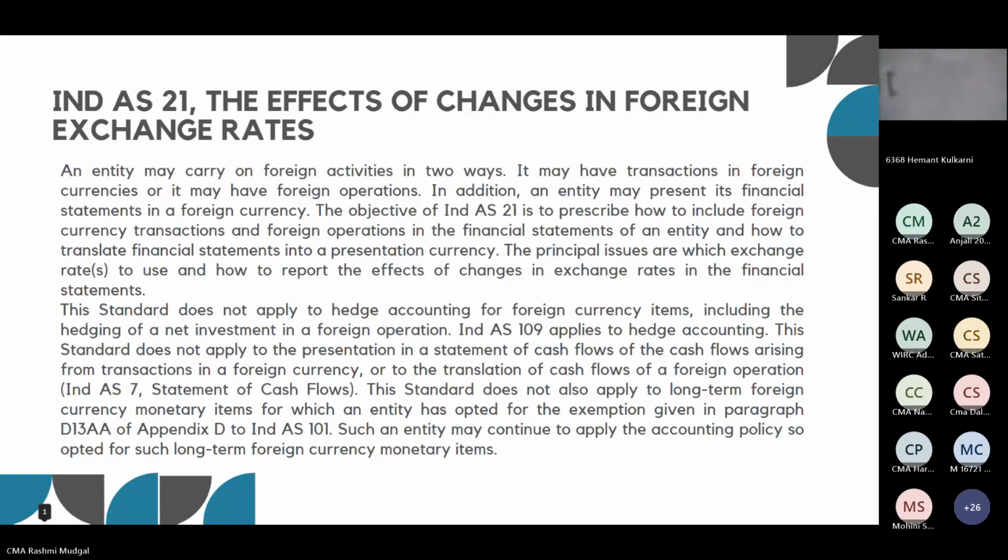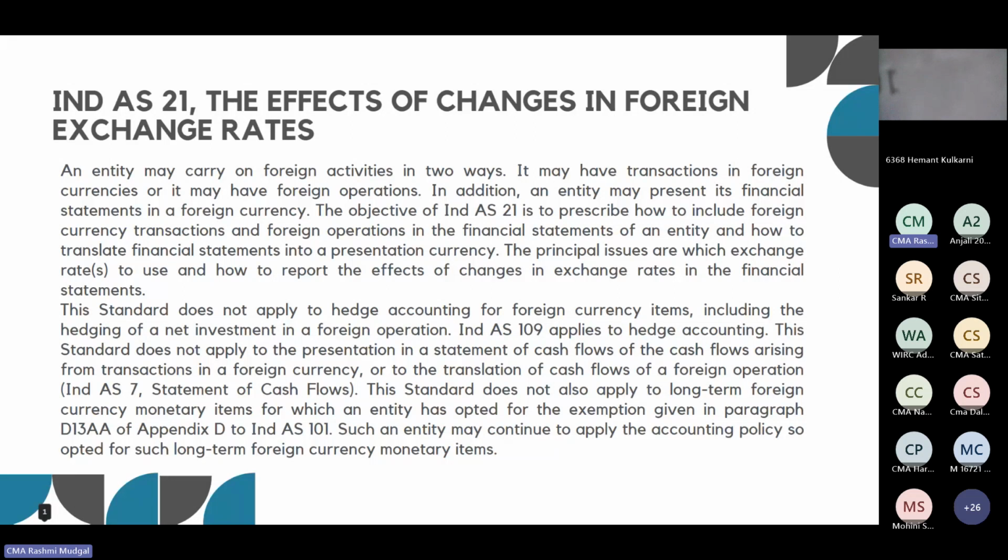and how to translate financial statements into the presentation currency. For example, if I am doing all my business in dollars or pounds or any other currency, at the end I have to convert it into rupees because this is my presentation currency. Okay, the principal issues are which exchange rates to use and how to report the effect of changes in exchange rates in the financial statements.